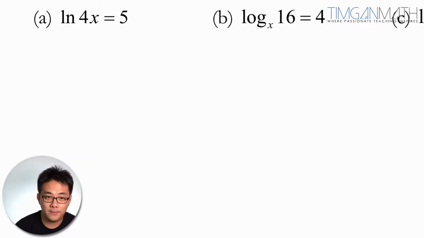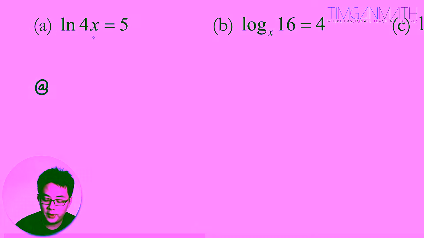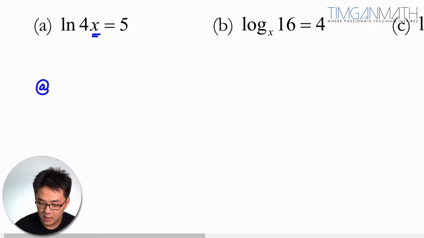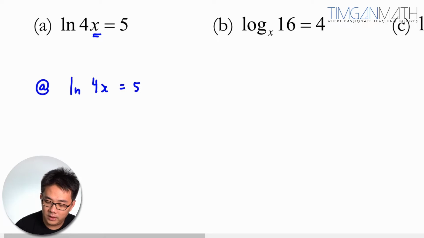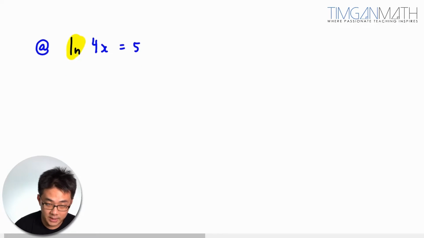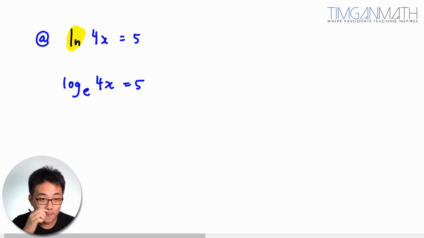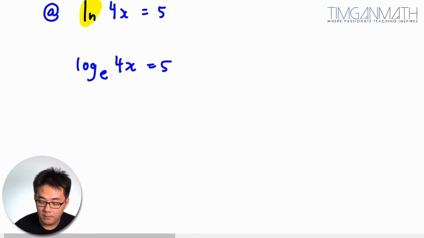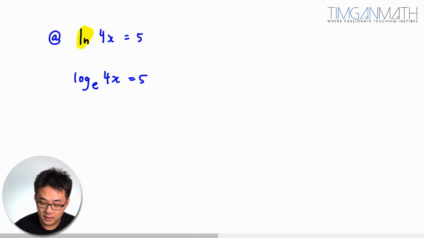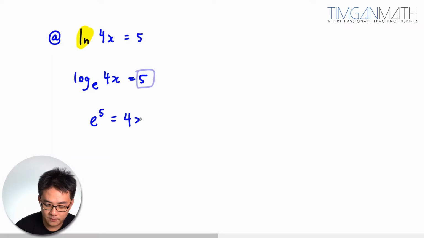For the first part, ln 4x equals 5, and to solve this means to solve for x. Now ln is actually log base e, so you could write this as log base e of 4x equals 5. This step is optional once you are proficient, but this is an index, so e to the power of 5 will give us 4x.